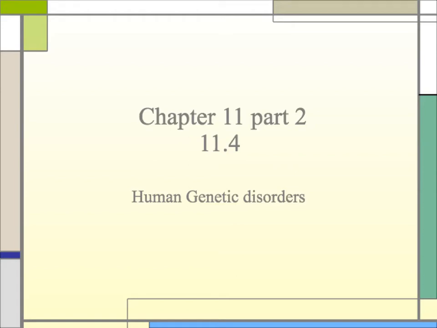All right, we're going to do Chapter 11, Part 2, Notes, which includes Section 11.4 in your textbook. We're going to do this in a flipped format to save class time, and you can read about these disorders further in your textbook. So in this presentation, we're going to talk about human genetic disorders.